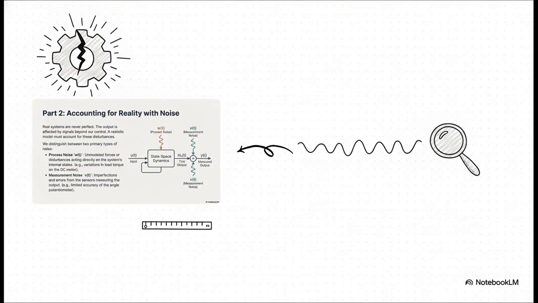And it turns out not all noise is created equal. As you can see in this diagram, we've got to deal with two different kinds. First up, there's process noise. That's the W right there. This is stuff that actually affects the system itself. Think of a random gust of wind or some unexpected friction. Then you've got measurement noise, the V, which messes with our sensors. Maybe our thermometer is a little off, or our ruler is imperfect. Both of them totally cloud our view of what's really going on.